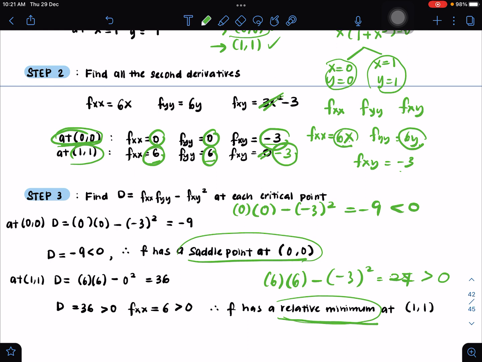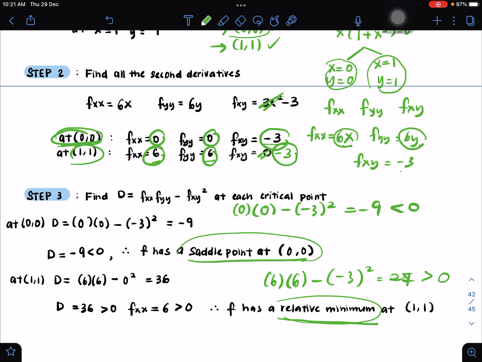So the first step is to find the critical point. Find critical point, buat first derivative, okay, equalkan to 0, and then you will get the point x and y. That one is the critical point. Okay, and then to check the critical point either is maximum, minimum or saddle point, kita kena buat second derivative. So cari fxx, cari fyy, cari fxy, masuk dalam formula fxx darab fyy tolak fxy kuasa 2.